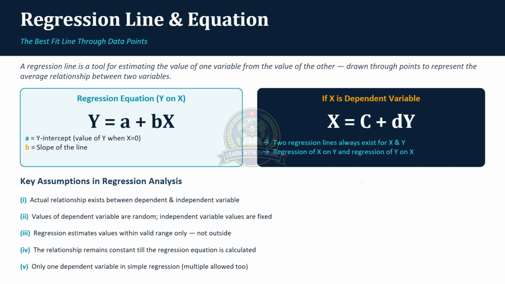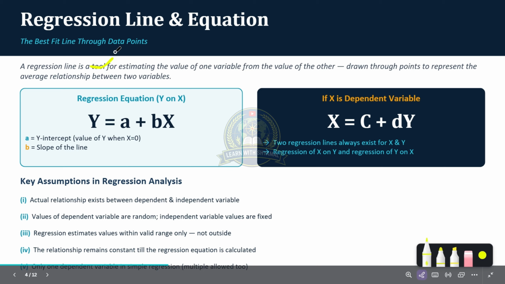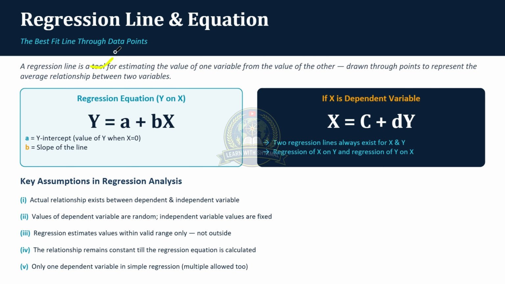Regression line and equation. The best fit line through data points. A regression line is a tool for estimating the value of one variable from the value of the other, drawn through points to represent the average relationship between two variables. This is the formula for regression equation: y on x, y = a + bx, where a is the y-intercept, value of y when x is 0, and b is the slope of the line. If x is the dependent variable, x = c + dy. Two regression lines always exist for x and y: regression of x on y and regression of y on x.